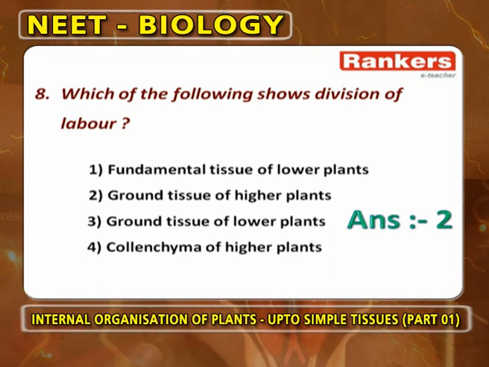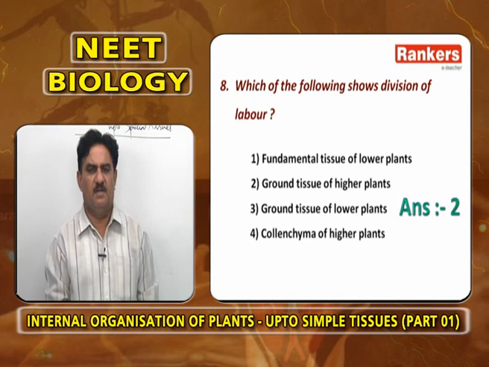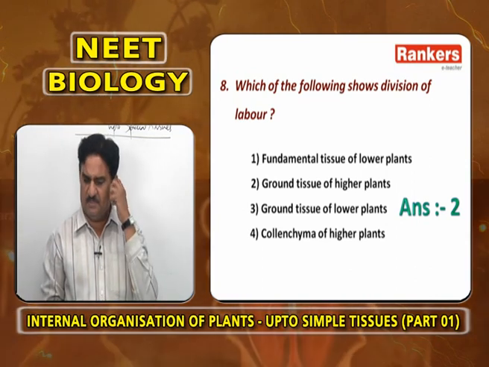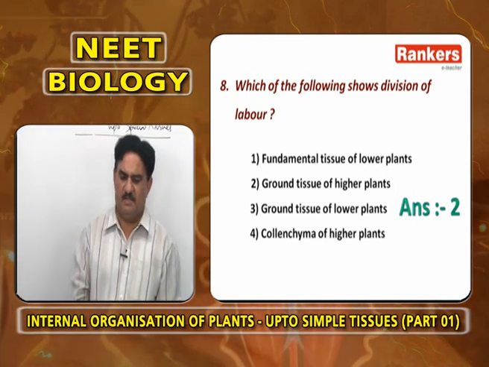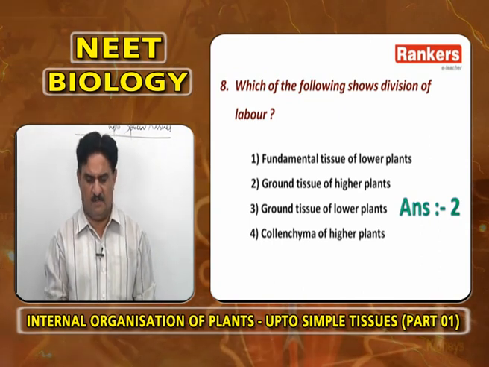Ground tissue of higher plants: parenchyma. Ground tissue of lower plants is not there. Collenchyma in higher plants is wrong. So the answer is ground tissue of higher plants, where the tissue shows division of labor. So, second option.